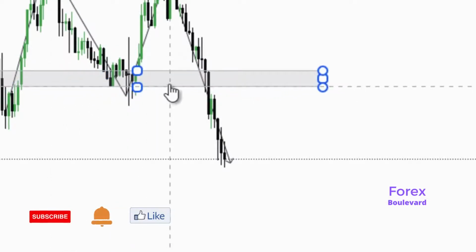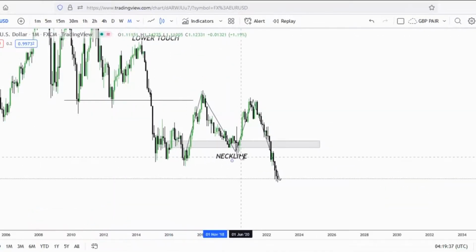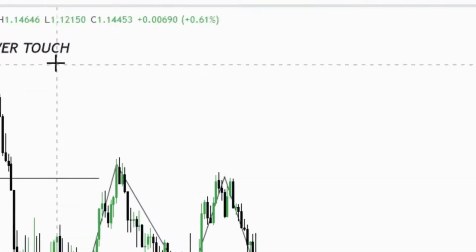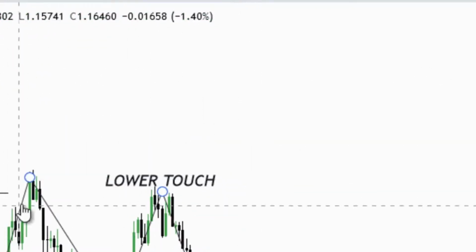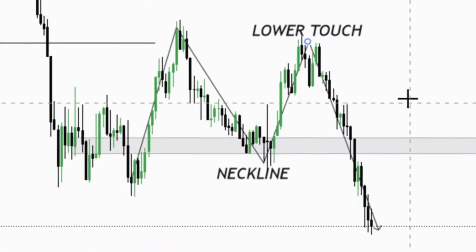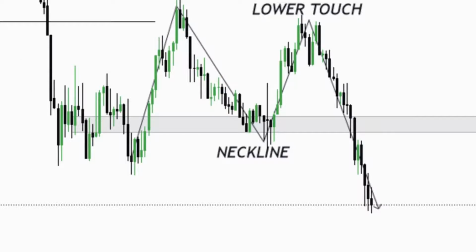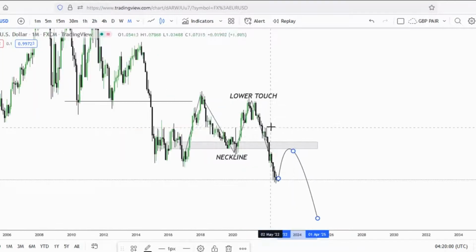We have the neckline here. So you can see that price actually broke this time, and of course this is also a double top with a lower touch. You can see that price went up, came down, went up, came down, broke the neckline. And what I'm expecting price to do is this. I'm expecting price to pull back to this neckline.